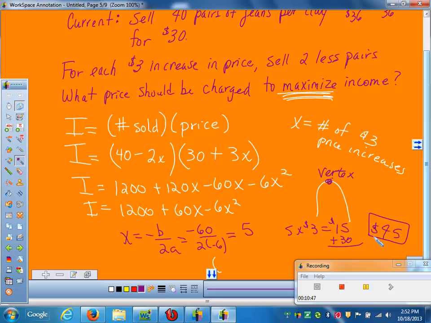Well, who knows? These didn't say these were designer jeans like you all want to wear. These might be your standard farmer Levi's or something. But, okay, any time in any problem, if they say maximize or minimize, it means you find the vertex. Every time. Maximize or minimize, find the vertex.